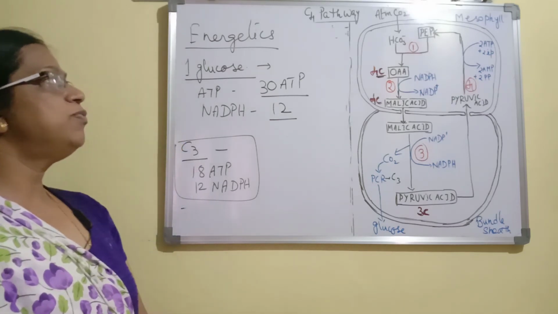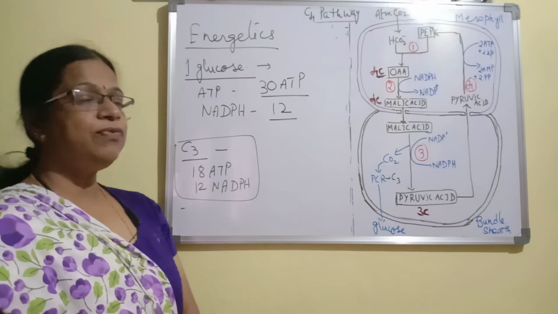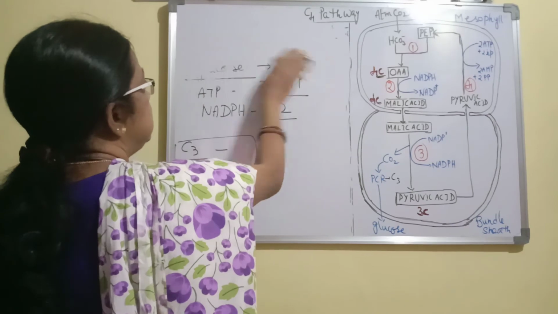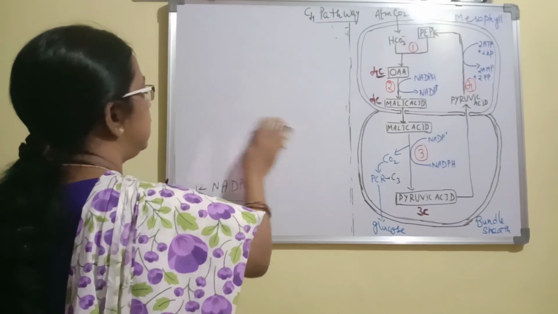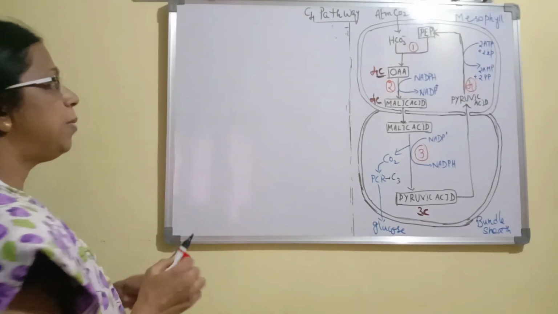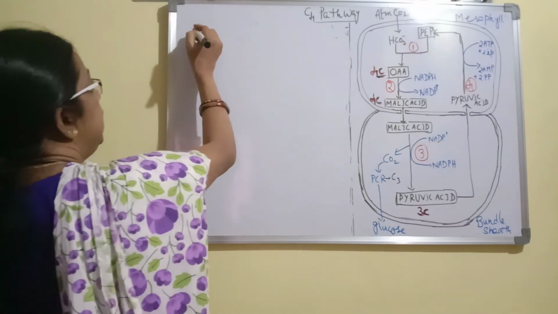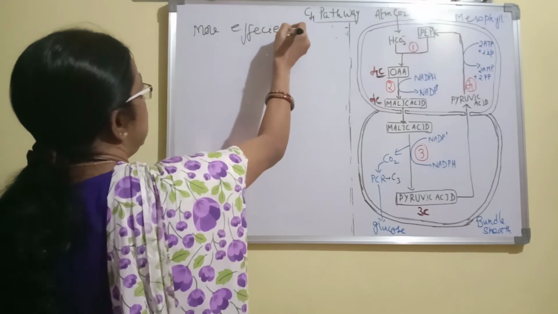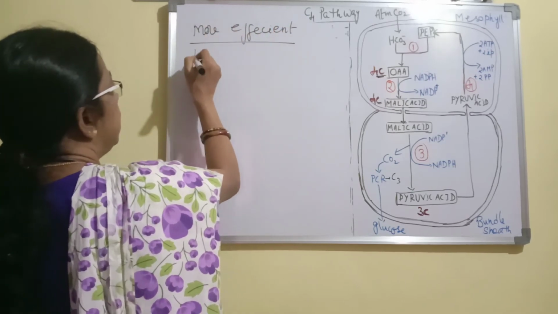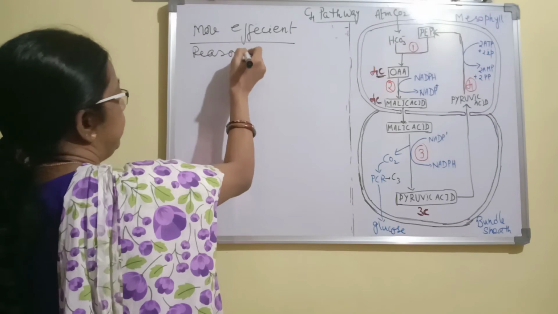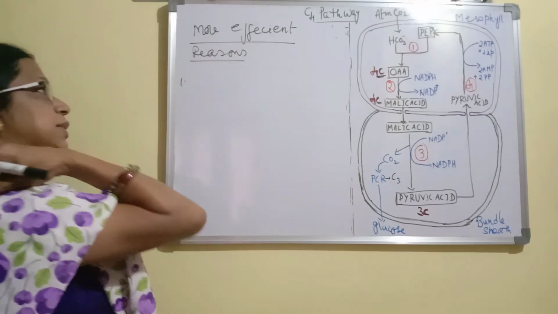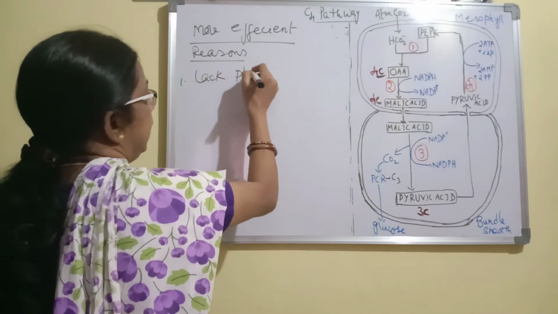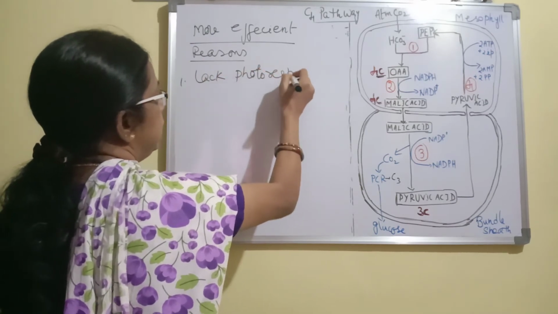So here we find some features in the C4 pathway. Lastly we will write why C4 plants are considered highly evolved and more efficient compared to C3 plants. Why are they more efficient? We can give different reasons. First reason, we can say they lack photorespiration. That is one reason.